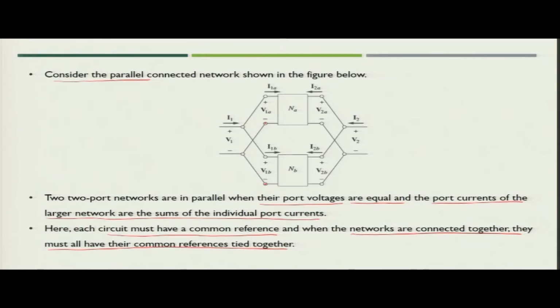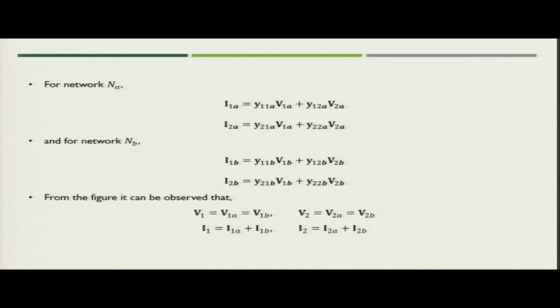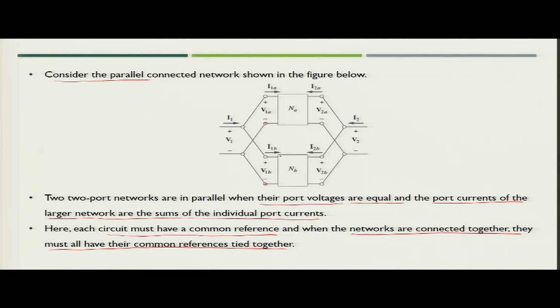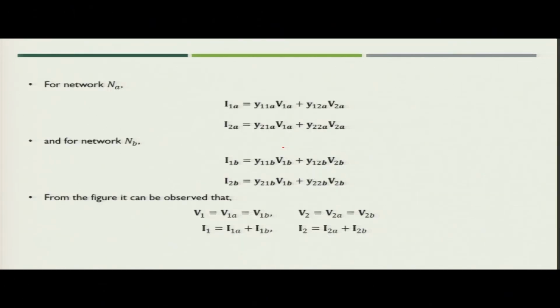Now, what we have to do? We have to use the y parameters equations to find out the y parameters of the overall network. Since these two networks are in parallel, we will utilize the first y parameters equations. So, for network A, I1A can be written as y11A into V1A plus y12A into V2A. Similarly, I2A can be written as y21A V1A plus y22A V2A.